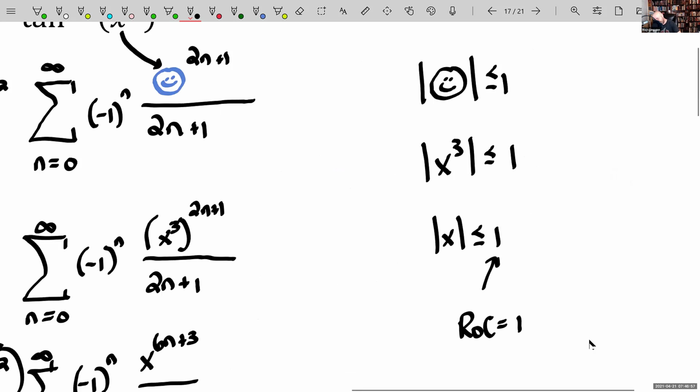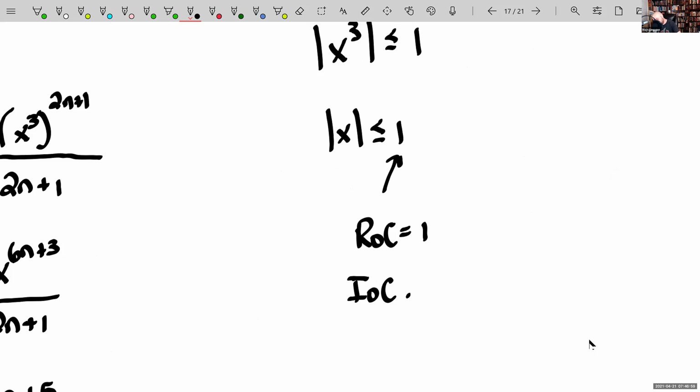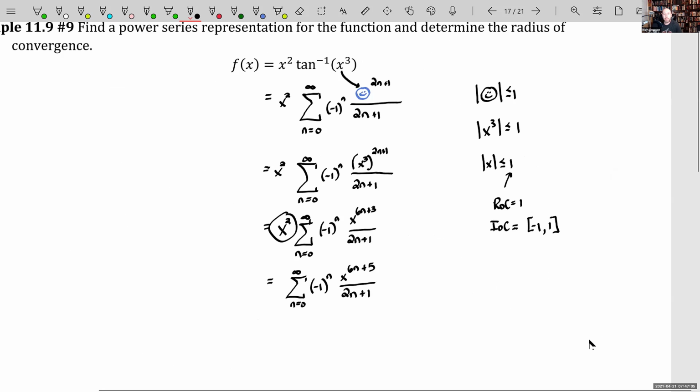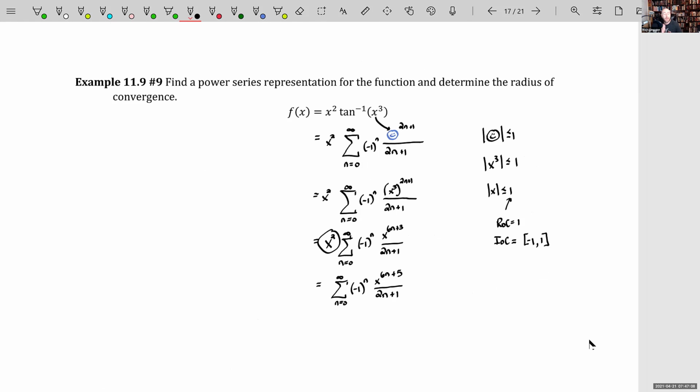The interval of convergence actually is still -1 to 1. Again, very powerful if you happen to know the power series expansion for one of those pieces that you're working with. This is wonderful if you're dealing with polynomials times a power series or function that has a power series you know. Questions on that bad boy right there.